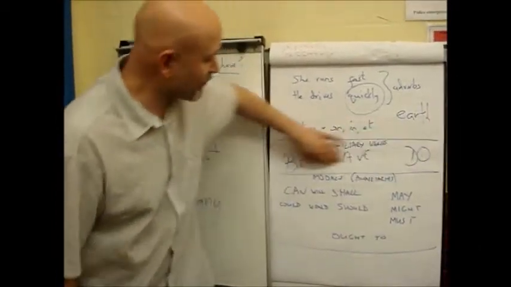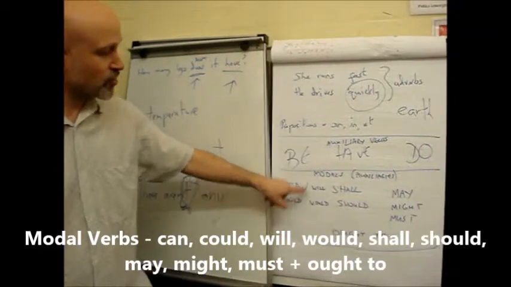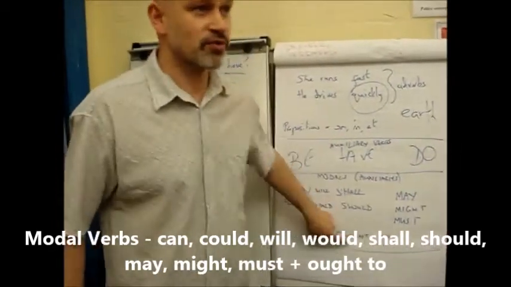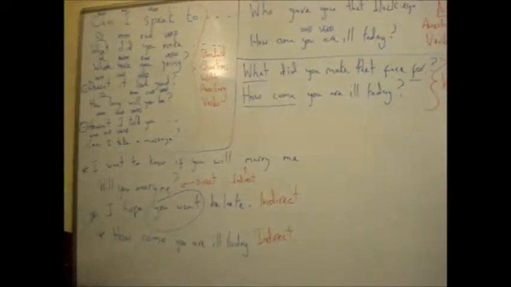So apart from be, have and do, we've also got the modal auxiliaries: can and could, will and would, shall and should, may, might, must, and don't forget ought to as well. Over here, we looked at different ways of asking questions.